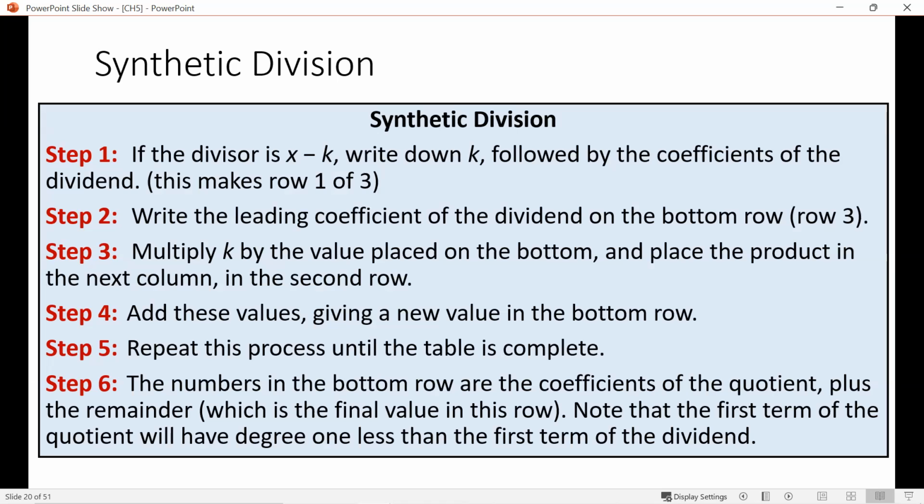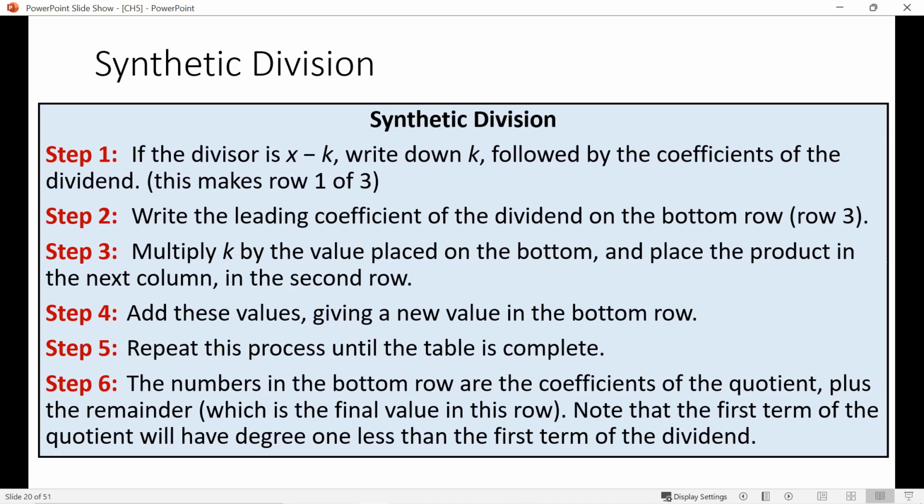There's another way to do this in the event that the divisor is x minus k. So if our divisor is a linear divisor, there's actually a shorter way to do this long division, and it's called synthetic division. Basically, what we do is we write down the k, and we follow that by all the coefficients of the dividend in our first row.